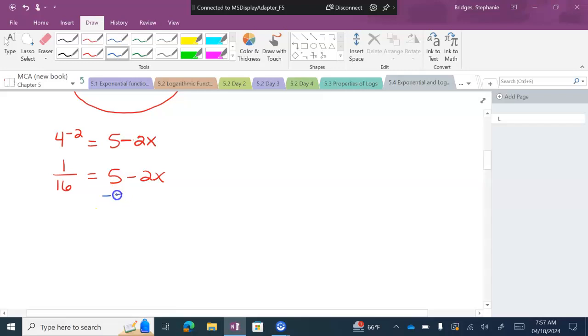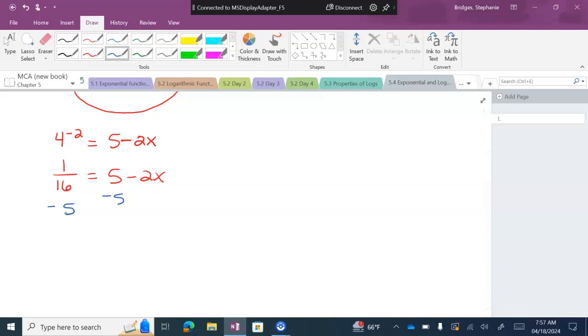5. So we're going to subtract the 5. So in my calculator, or you can do it the old-fashioned way, I'm going to do 1/16 minus 5. And if I do that in the calculator, it gives me something that looks like this. Okay, but that's a mixed number. We don't want to deal with mixed numbers.